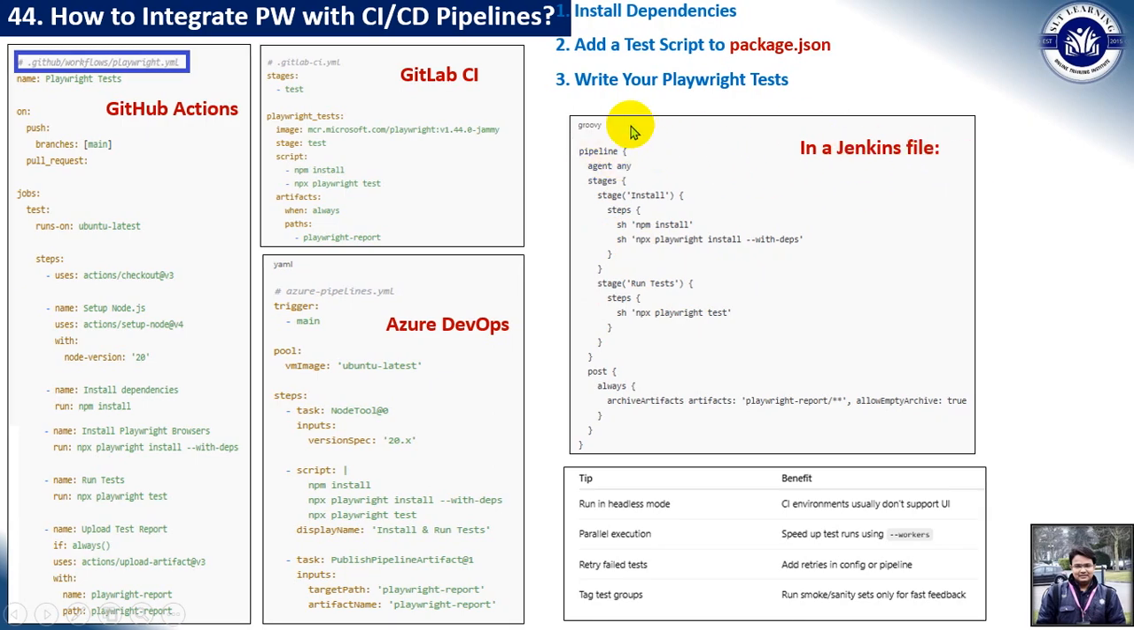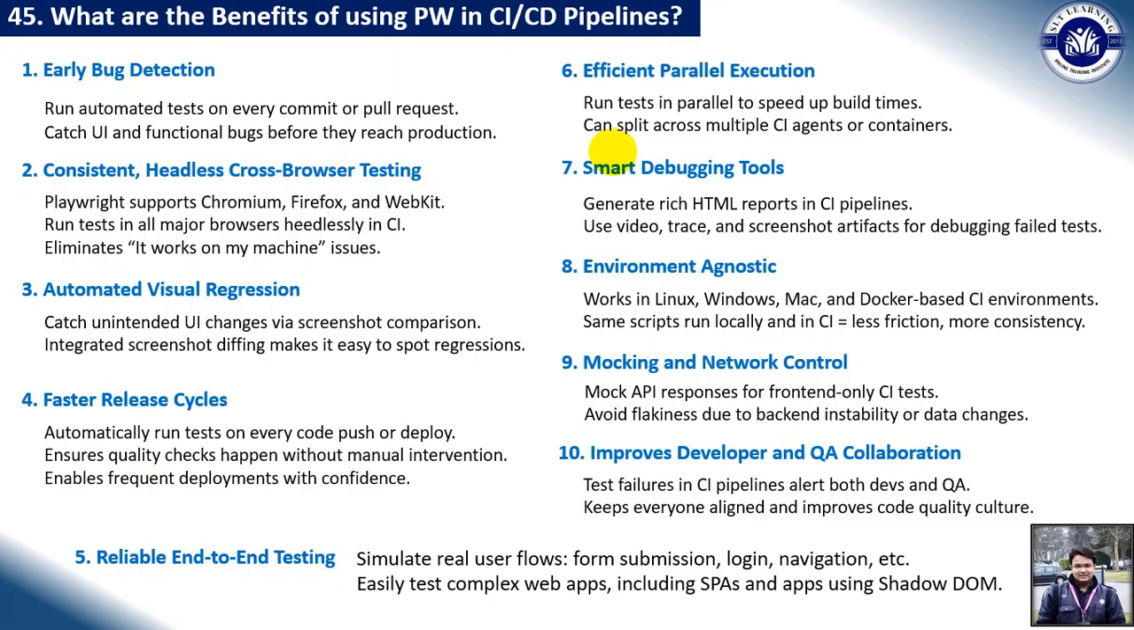Okay, this is in a Groovy script. You can copy this code and set it up in your Jenkins when you are creating your pipeline. Okay, now what are the benefits? This is not related to Playwright specifically. This is related to core automation.